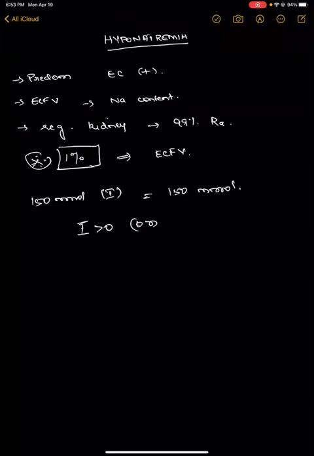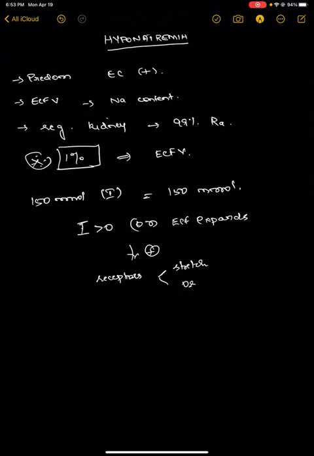Whenever there is an increase in the input or the ECF expands, ECF volume expands, this will lead to the stimulation of receptors in the arteries and veins. These receptors are both stretch as well as osmoreceptors. They are present both in the arteries and in the veins. Once these are stimulated, they will send signals.